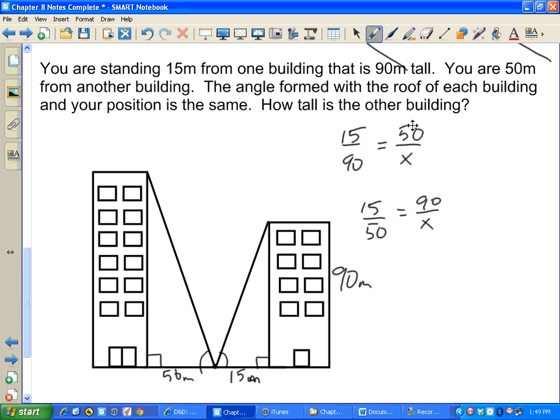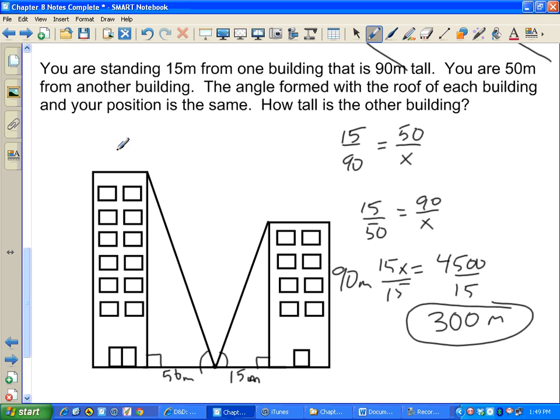Either way, when I cross multiply, I'm going to get 50 times 90 equals 15x. Okay? So 50 times 90 is 4,500. If I divide that by 15, 15 goes into 45 3 times, and then it'll go 0, 0. So it's 300 meters tall. Okay, so this building here is 300 meters.